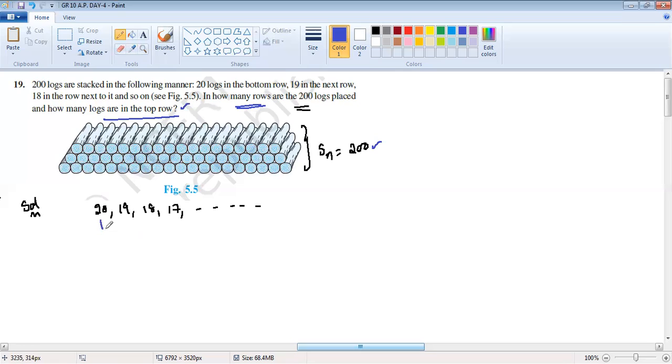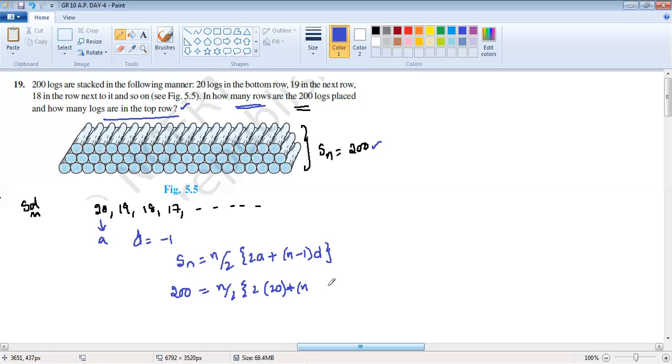So obviously a value is 20, and the difference, if you take 19 minus 20, is minus 1, because it is a decreasing order. Then Sn is equal to n by 2 into 2a plus n minus 1 into d. Now Sn stands for 200, n by 2 into 2 into a for 20 plus n minus 1 into d for minus 1. Now 2, please carry this side. 400 is equal to n into 2 into 20, 40, then minus n plus 1.